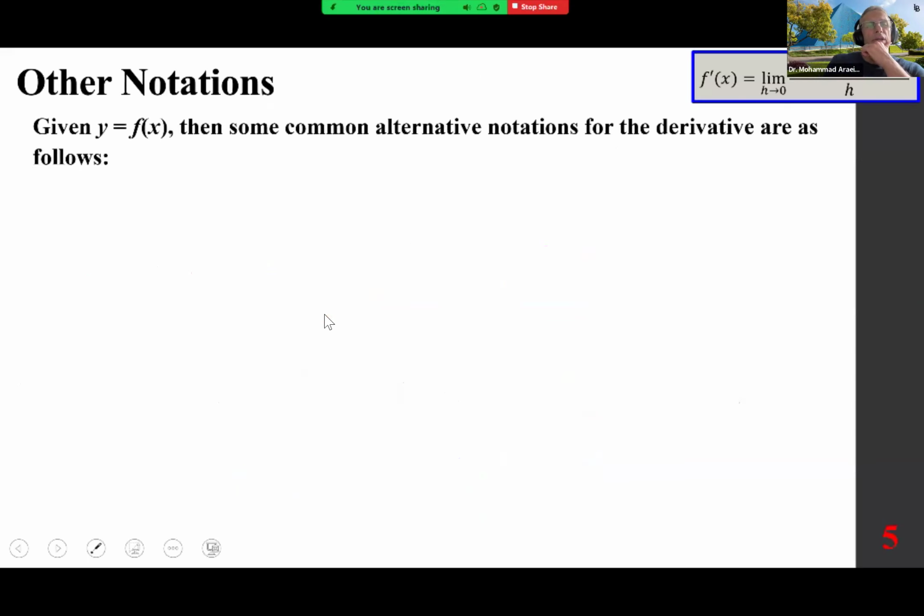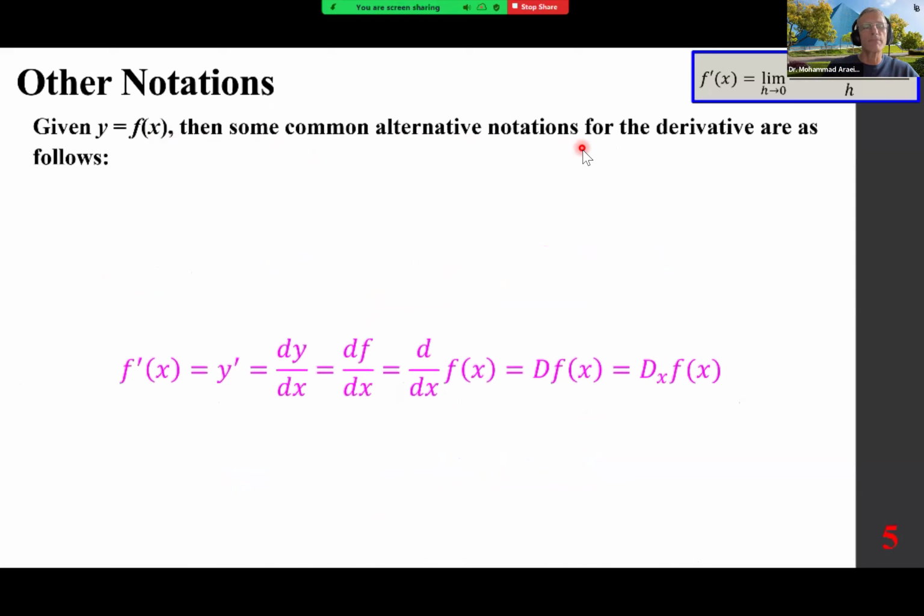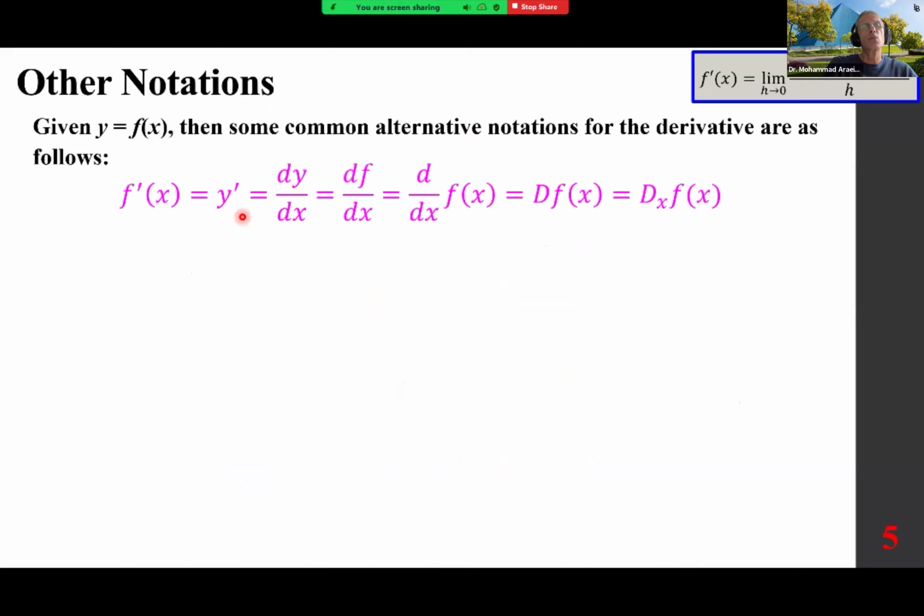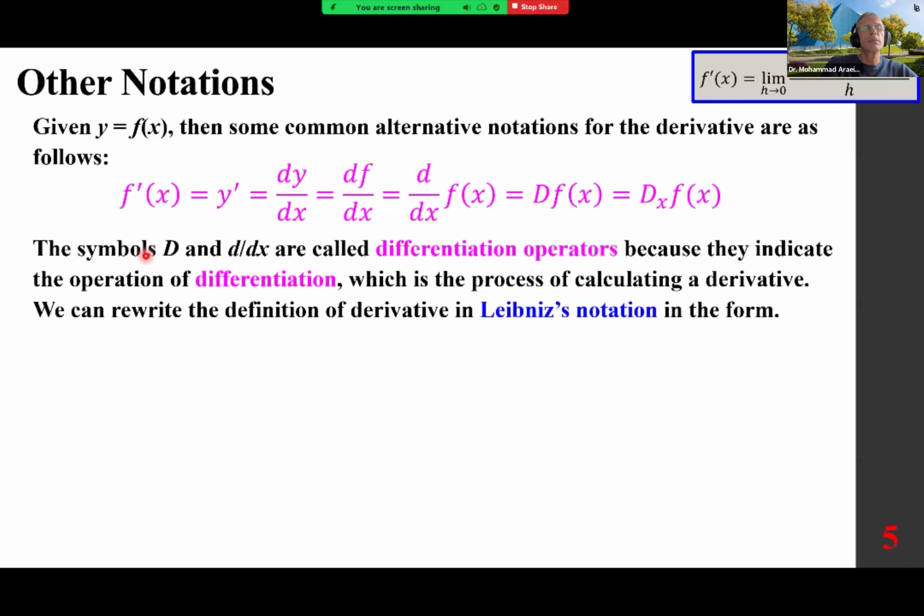Other notations: given y equals f of x, then some common alternative notations for the derivative are as follows. F prime of x equals y prime, dy dx, df dx, d dx of f of x, capital D of f of x, d sub x of f of x. The symbols capital D and d dx are called differentiation operators because they indicate the operation of differentiation, which is the process of calculating a derivative.